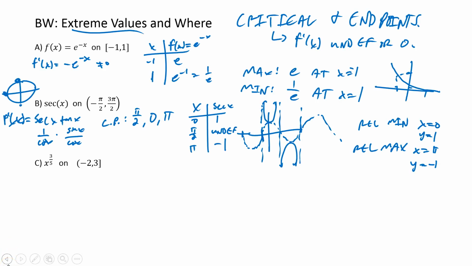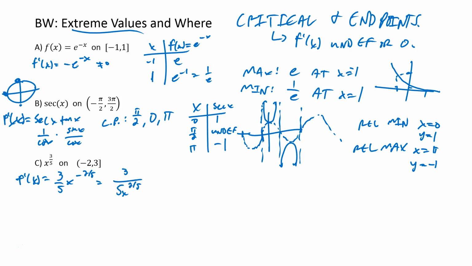Okay. So, next up we got x to the 3/5 on -2, 3. And the -2 is in parentheses there. Okay, interesting. Let's see what happens. So, f prime of x would be 3/5 x to the -2/5. So we could rewrite that as 3 over 5 x to the 2/5.